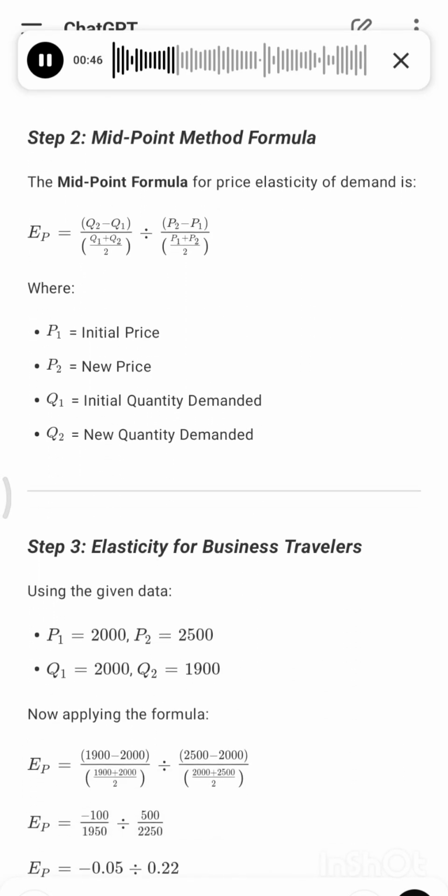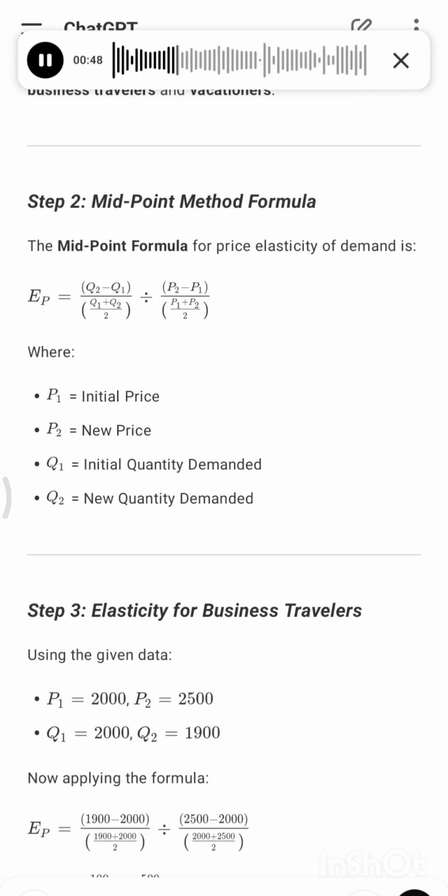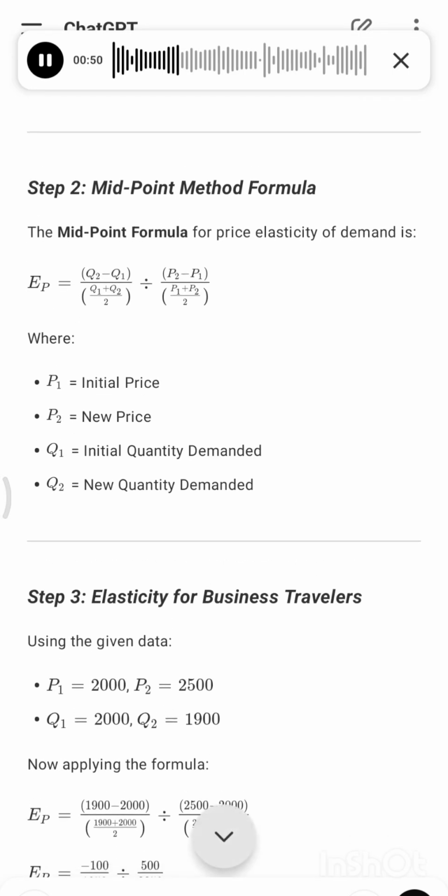Step 2. Midpoint method formula. The midpoint formula for price elasticity of demand is EP equals ((Q2 minus Q1) divided by ((Q1 plus Q2)/2)) divided by ((P2 minus P1) divided by ((P1 plus P2)/2)), where P1 equals initial price, P2 equals new price, Q1 equals initial quantity demanded, Q2 equals new quantity demanded.